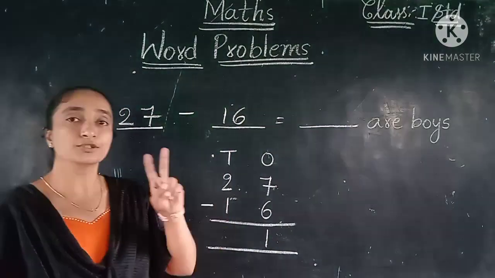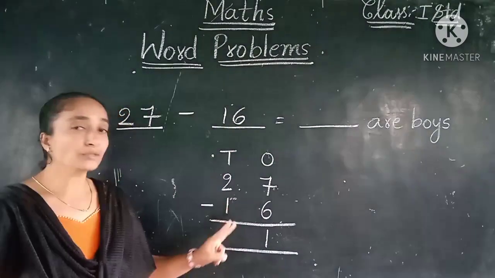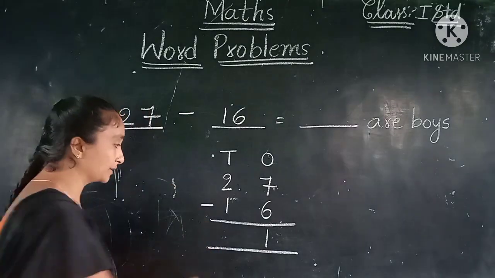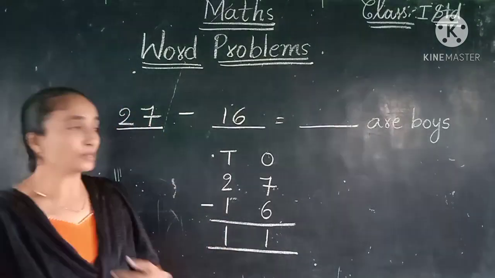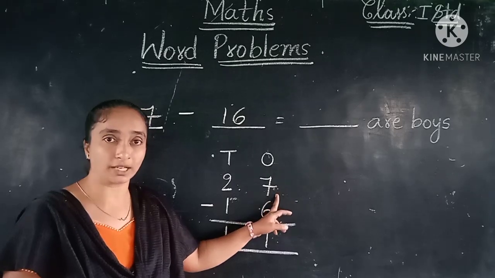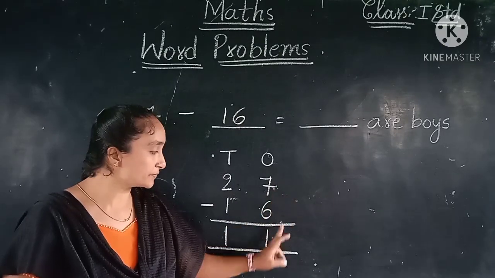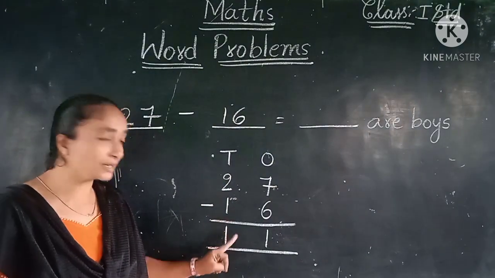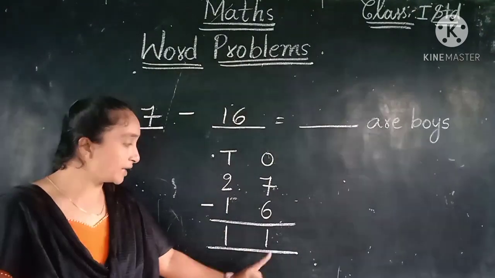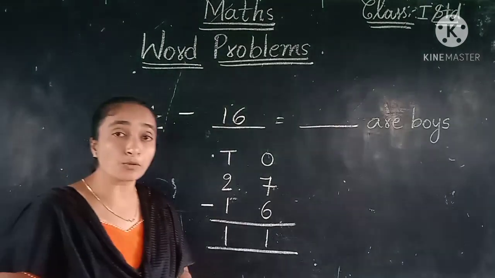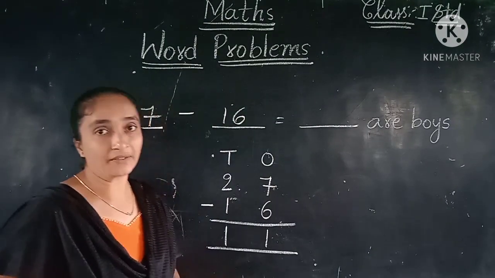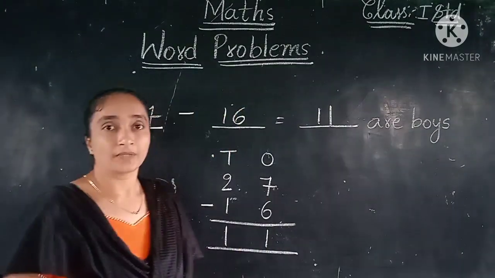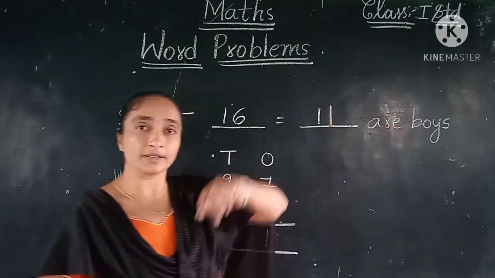Now the tens place, 2. The second one, 1, so fold 1. How much is remaining? Yes, only 1. So the big number is how much? That many fingers we should take. Take 7 fingers, fold 6 fingers, remaining 1. Take 2 fingers, fold 1 finger, remaining 1. So 11. How many members are boys in the class? Yes, 11 are boys. So this 11 you should write here. The answer, 11 are boys.